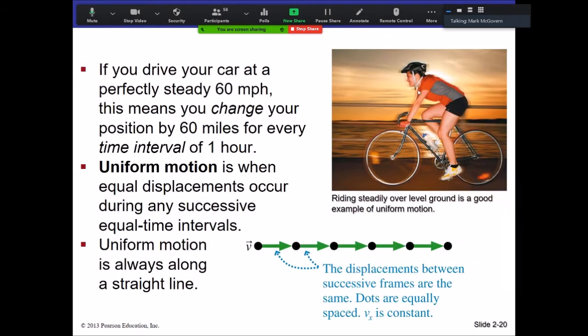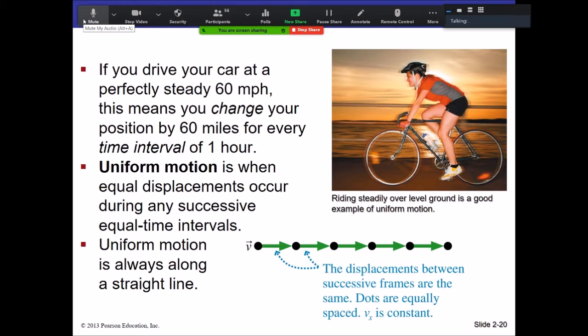Okay. This person with a giant grin, this person's loving their bike ride right now. Sounds like a good idea too. But the idea of uniform motion, right? The idea of uniform motion is for when we're talking about our motion diagrams and things like that: equal intervals of position for equal intervals of time.